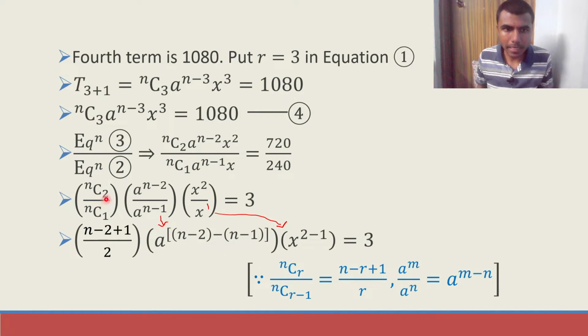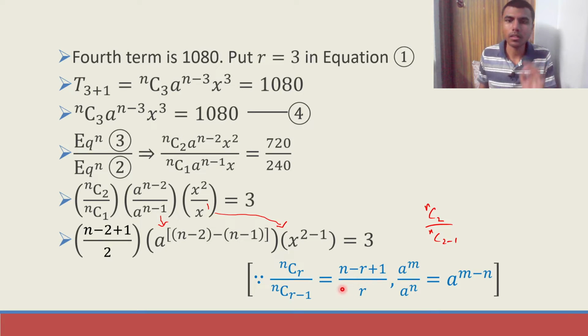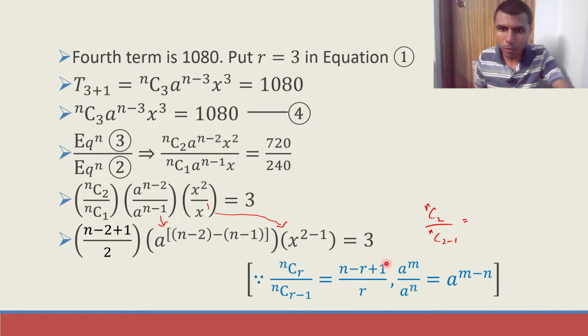Okay, now how to apply it here? If you see here, I have NC2 and here I have NC1. So NC2 by NC1, I can write it as NC2 by NC2 minus 1. This NC1 I can write as NC2 minus 1. So you see this is exactly in the format of the formula, NCR by NCR minus 1. So this is nothing but equal to n minus r plus 1 by r. Here my r is 2, so n minus 2 plus 1 by 2. That's why I got here n minus 2 plus 1 by 2.